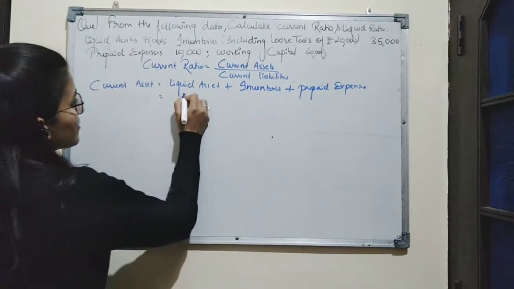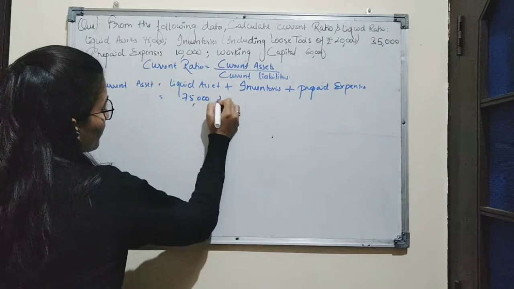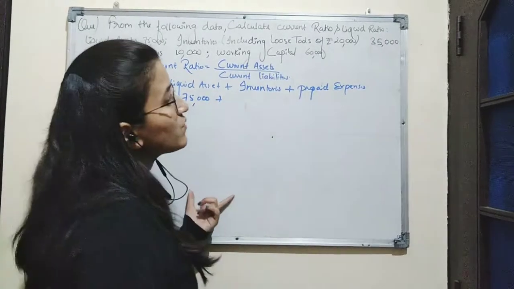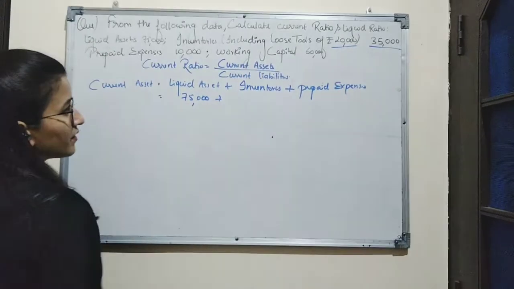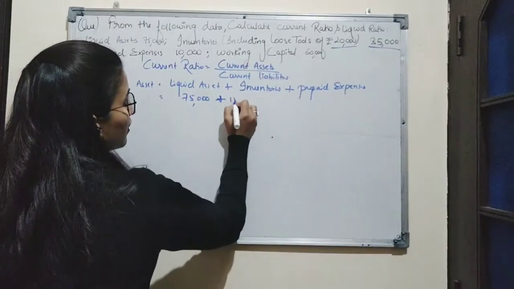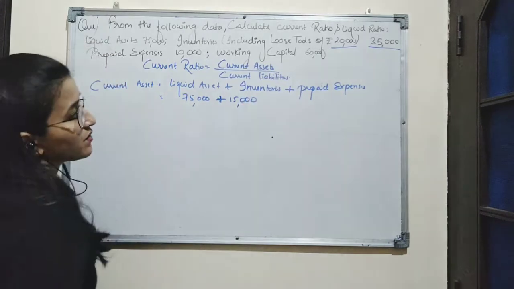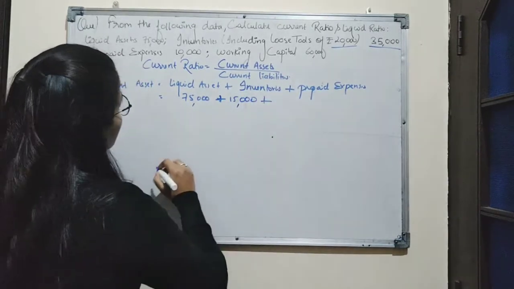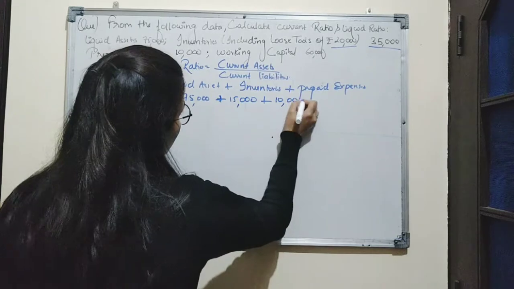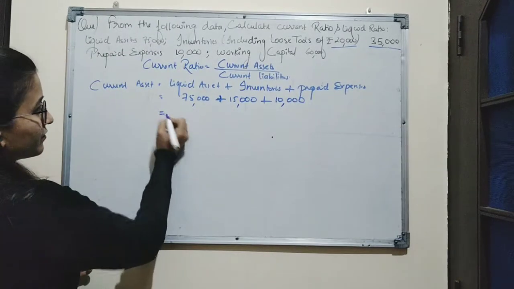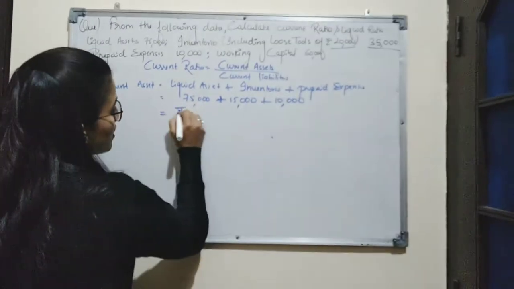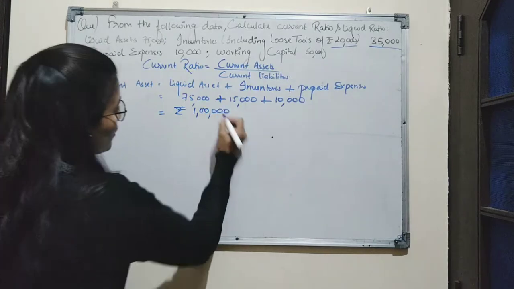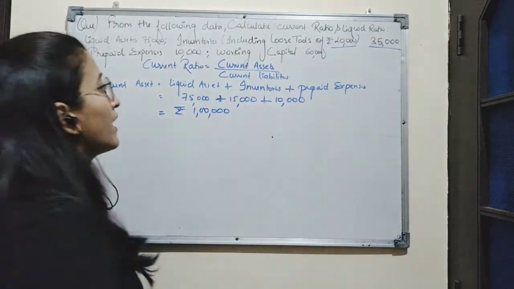Amount of liquid asset is rupees 75,000. Amount of inventories will be 35,000 minus 20,000, which is 15,000. And prepaid expenses is rupees 10,000. So 75,000 plus 15,000 is 90,000. 90,000 plus 10,000 will be rupees 1 lakh. So amount of current asset is rupees 1 lakh.